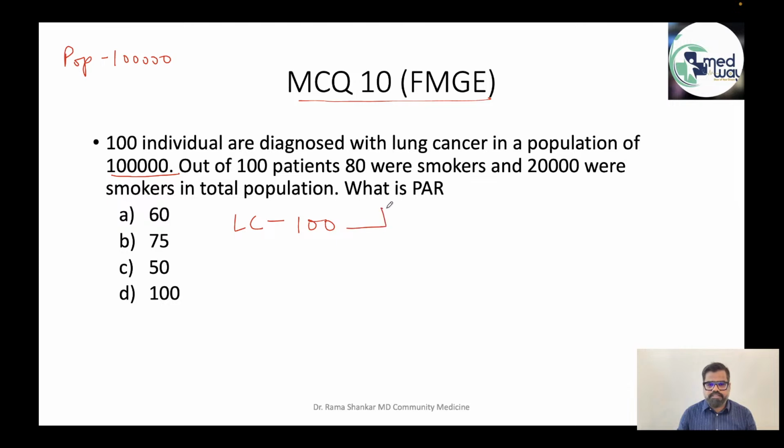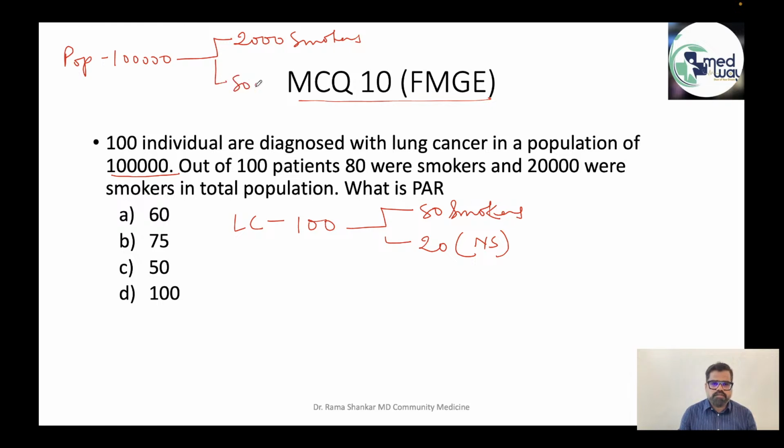So if I break this, 80 smokers. So what will happen to this 20 now? Or you can say, these are non-smokers. And 20,000 were smokers in the total population. So they are also giving the information that 20,000 are smokers. So what is 80,000 then? It is non-smokers.